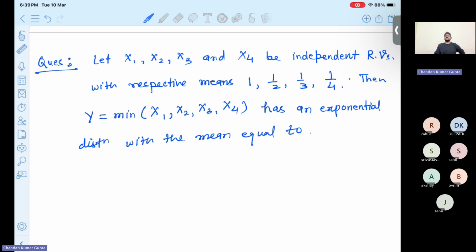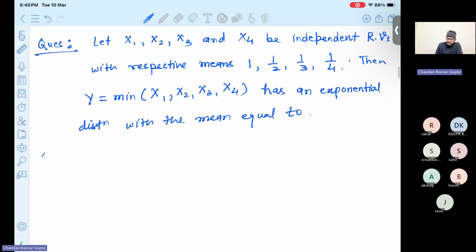So our question is: x1, x2, x3 and x4 are independent random variables with respective means 1, 1 by 2, 1 by 3, 1 by 4. Now Y, a new variable defined as the minimum of xi, has an exponential distribution, and we need to find the mean of this new random variable. Can anyone tell any property related to these?